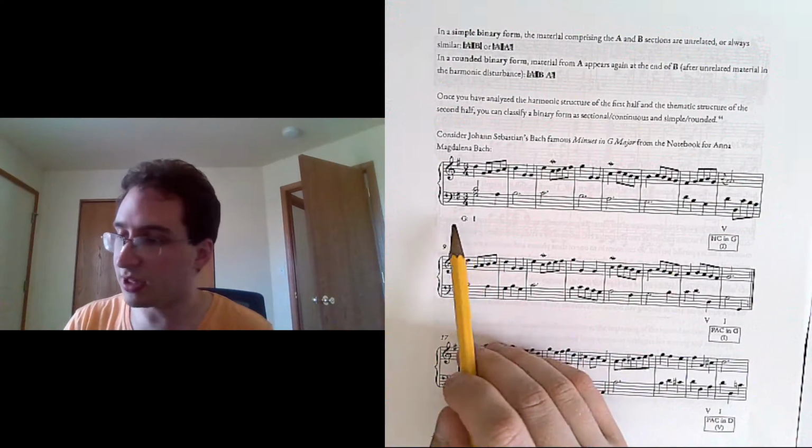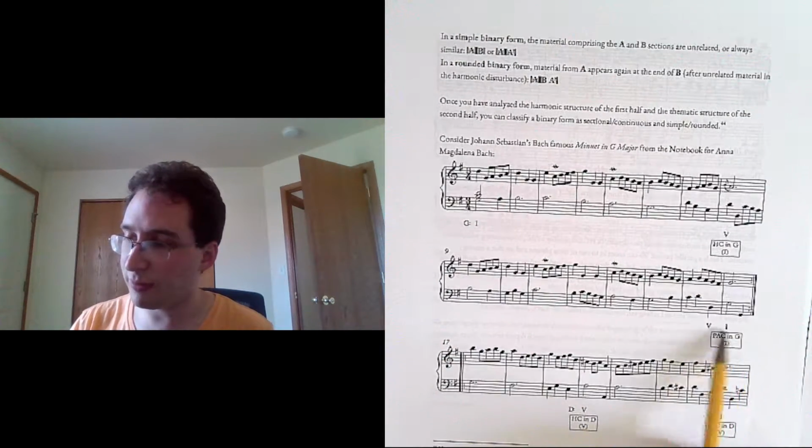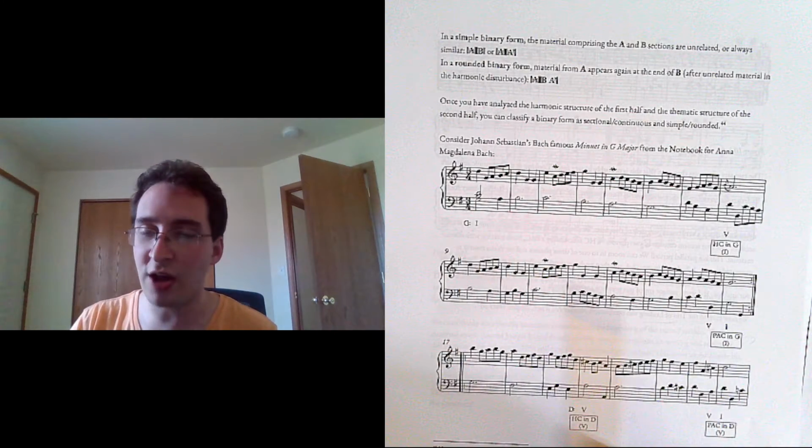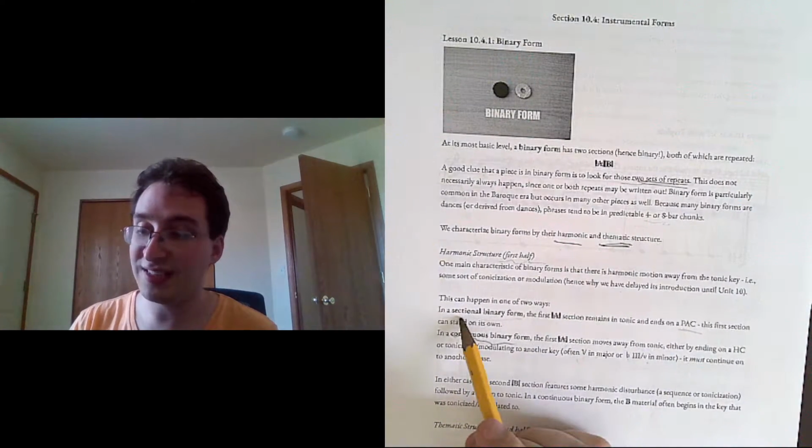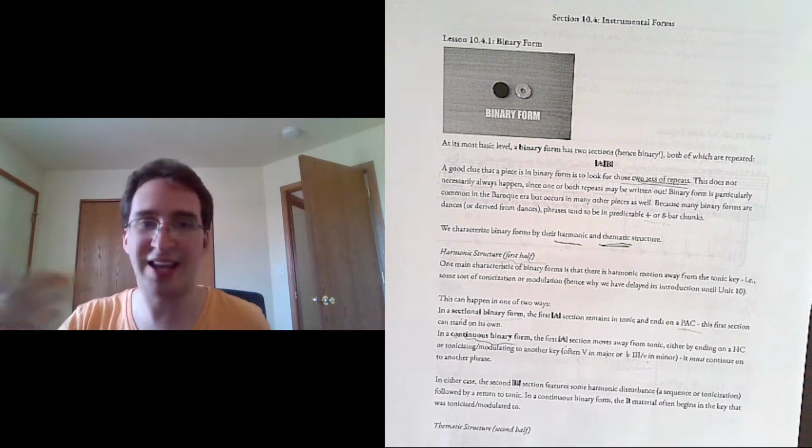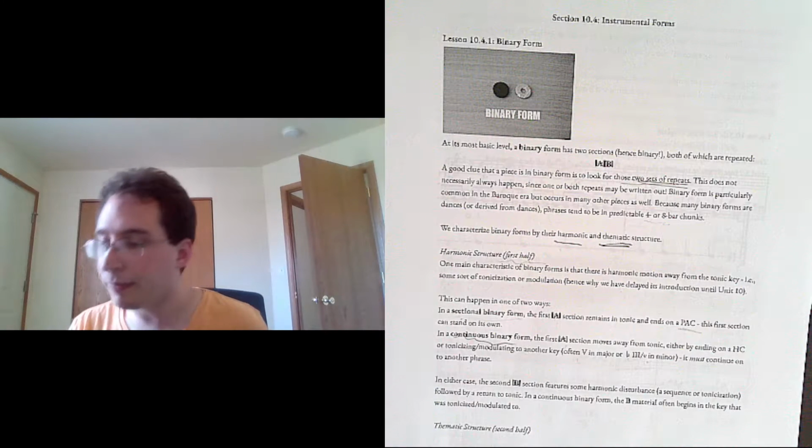So, taking a look at this one, we reach a perfect authentic cadence in G, which was our original key. So this would be sectional. We could pick out this section. It could stand on its own.